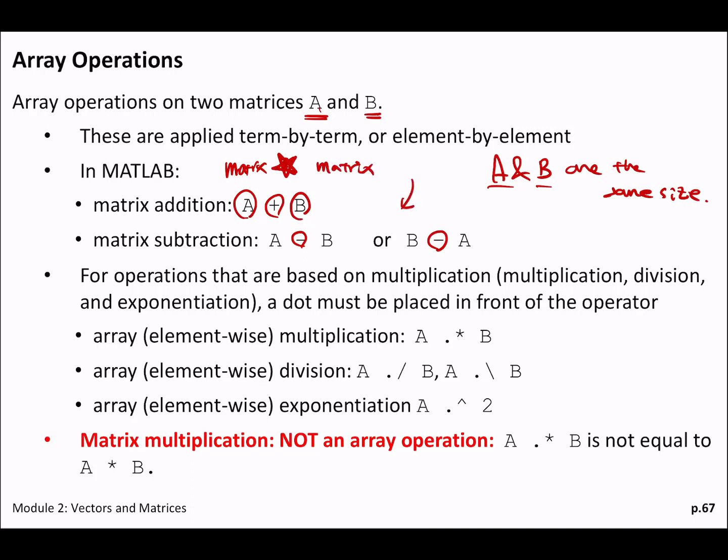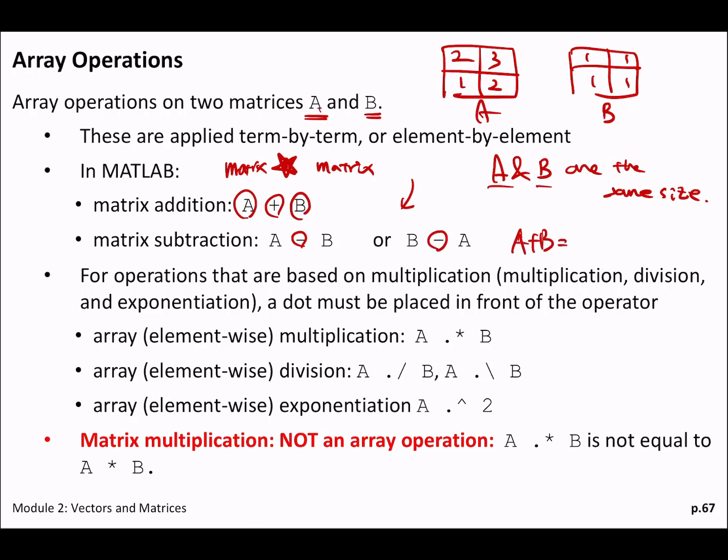This one is an element-wise operation. Element-wise operation means, here, A is 2, 3, 1, 2 and B is 1, 1, 1, 1. If A plus B is element-wise, the operation is between the values at the same location. So 2 plus 1 is 3, 3 plus 1 is 4, 1 plus 1 is 2, 2 plus 1 is 3. Okay, that is an element-wise operation.